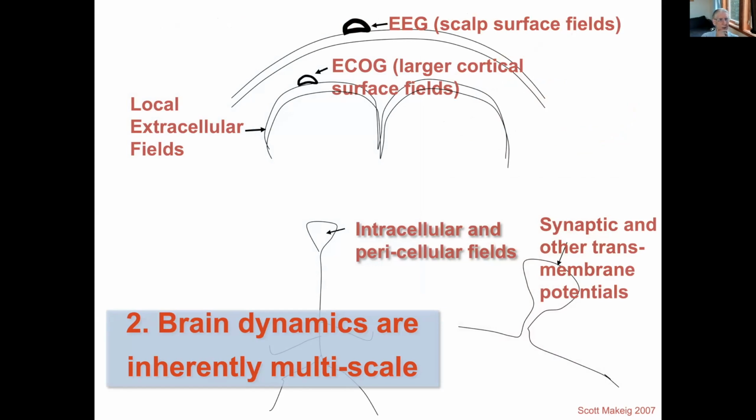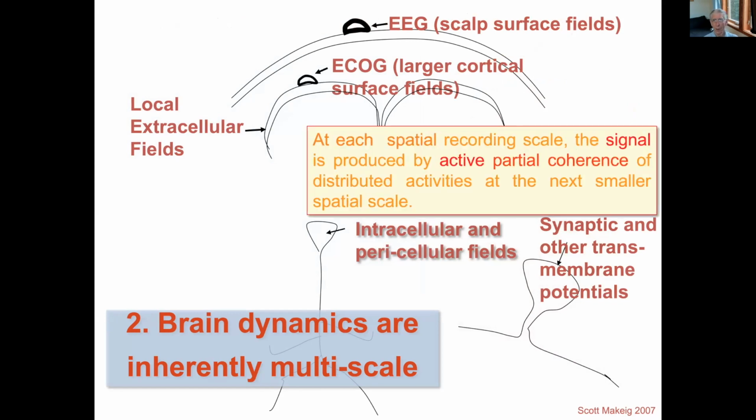Second, brain dynamics are inherently multi-scale, and I'm thinking about electrophysiological dynamics or electromagnetic dynamics. At each spatial recording scale, the important thing is that the signal that you record on a channel is actually produced by active partial coherence of distributed activities at the next smaller spatial scale. So each single channel is not the channel, it's a sum of activities at a next smaller scale.